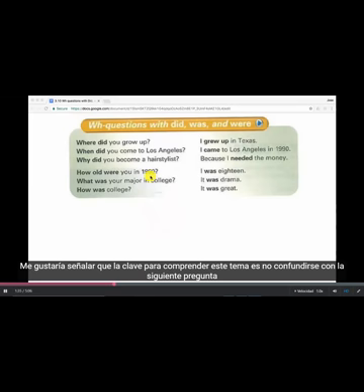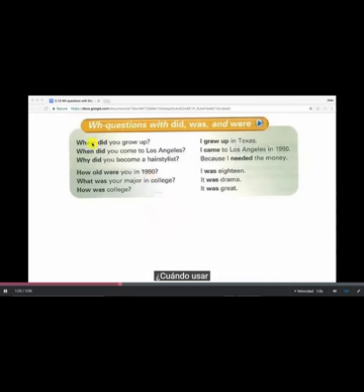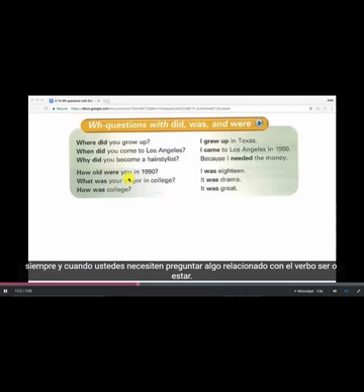I would like to point out that the key to understanding this topic is to not get confused with the following question. When do I use did? And when do I use was or where? You must remember the following. You will use was or where whenever you need to ask something related to the verb be. And you will use did for all the rest of the verbs in English.